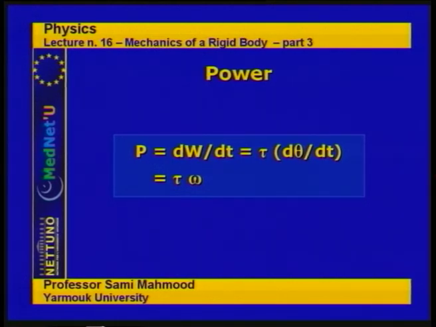And dW, as we saw in the previous slide, is simply tau d theta. So dW by dt is simply tau d theta by dt, which is tau times omega. Tau is the torque, and omega is the angular velocity of the object. And this formula reminds us of the formula for the power in the translational case, where we noticed that the power is given by the force times the velocity.